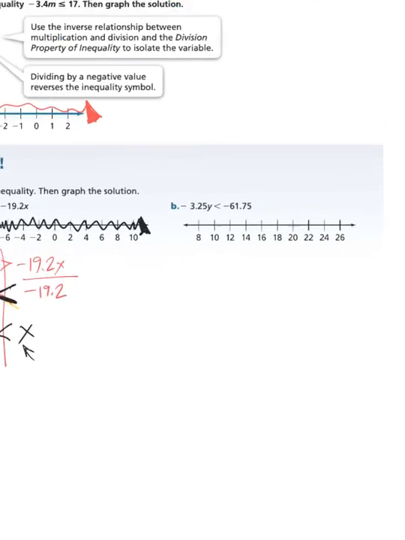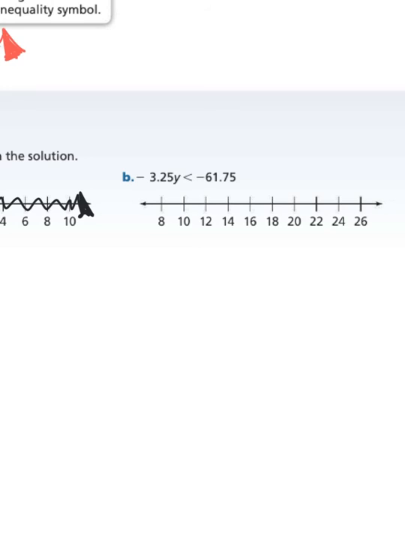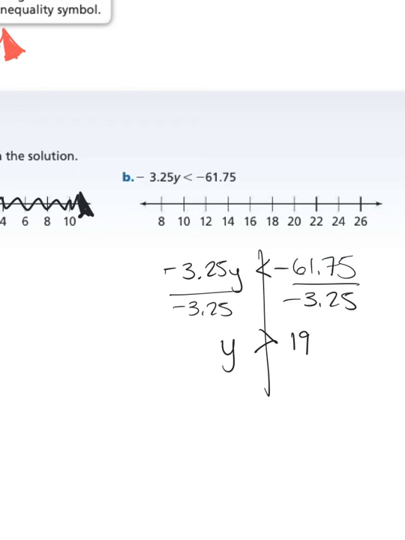Try this other one. Pause the video and give it a try. Is this what you came up with? An open circle on 19. Y is greater than, so you have to shade the numbers greater than 19.